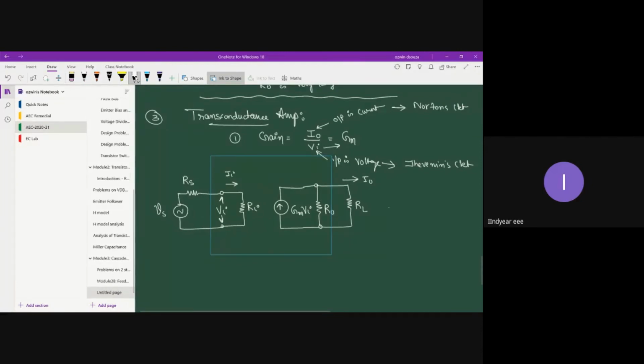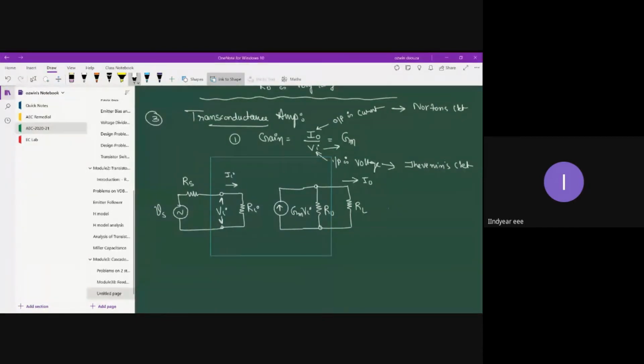All right. Any doubts? I'll just pause for a while. If you are clear about how to construct these equivalent circuits, you can quickly type yes in the chat box.